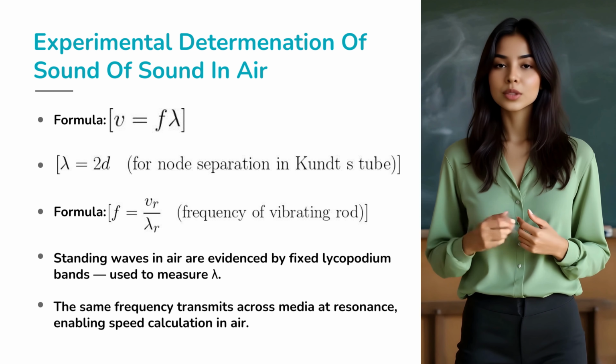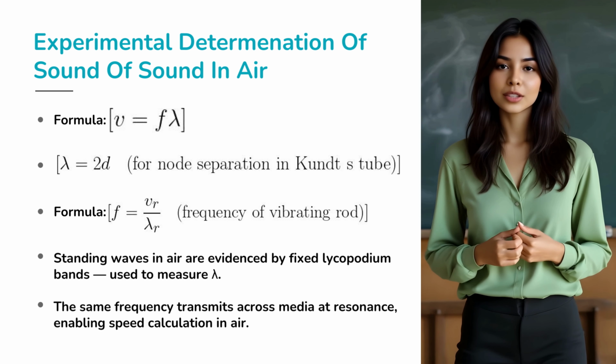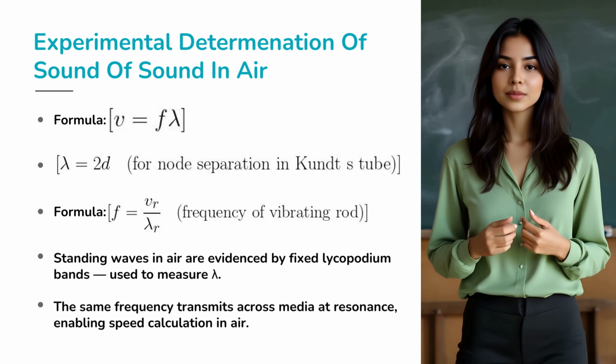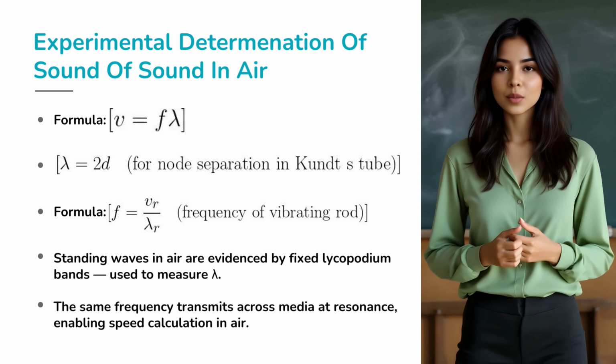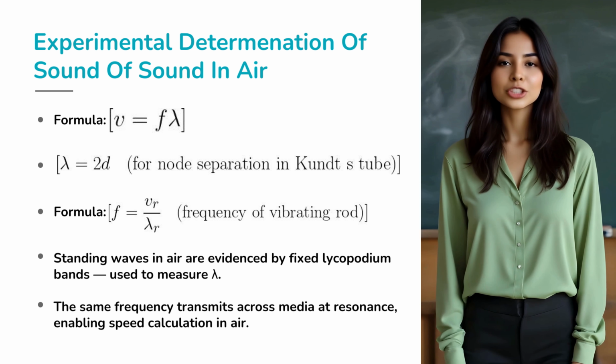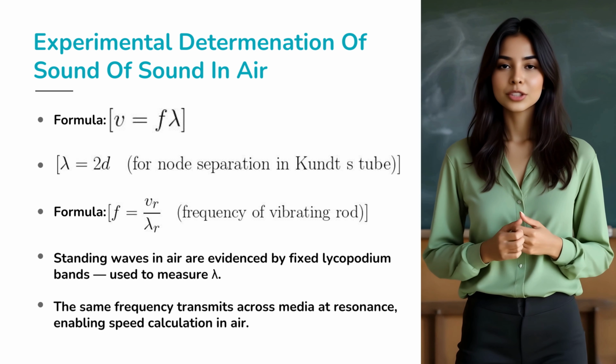The speed of sound, v, equals frequency f times wavelength lambda. That's a golden rule for waves. In Kundt's tube, wavelength lambda equals 2 times d, where d is the distance between adjacent nodes. That's how powder patterns reveal the invisible wavelengths.